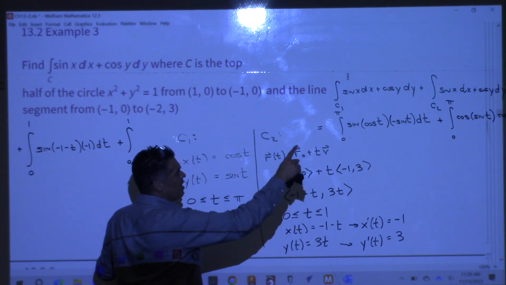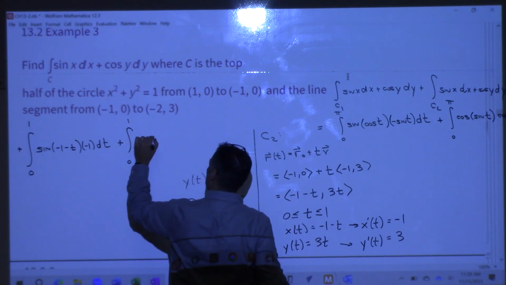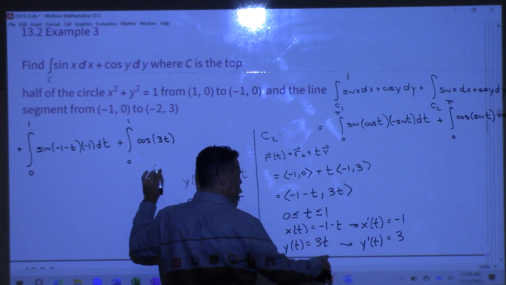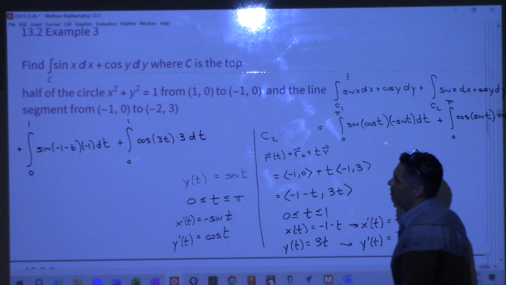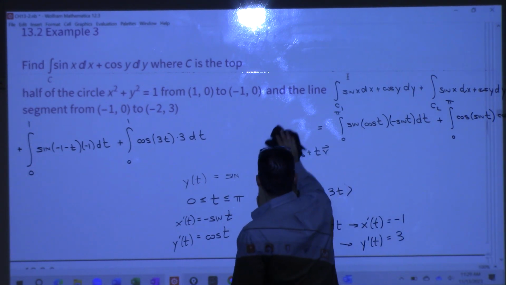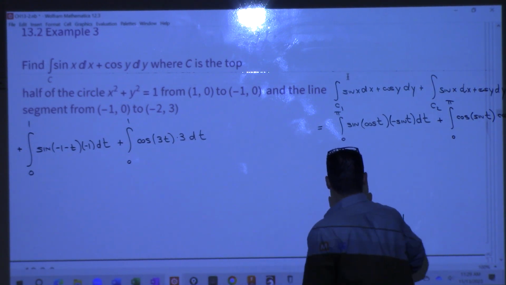And now I have cosine y. Cosine, what's y for us? Is 3t. And then y prime, 3 dt. There we go. Those three integrals. I think I can do these. Let me do them one by one here, at least set them up.